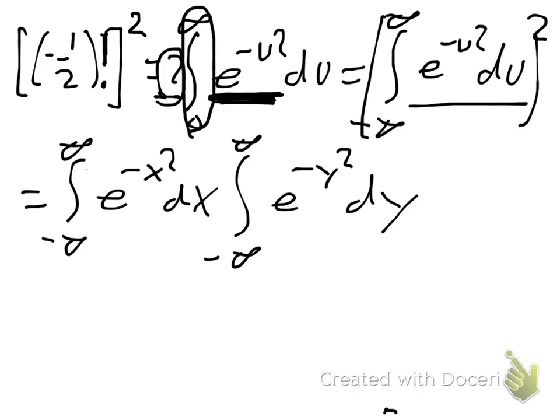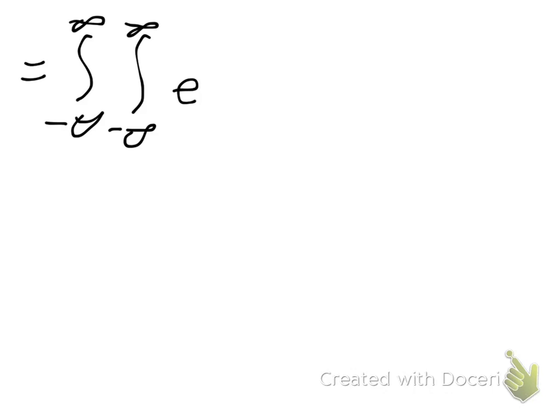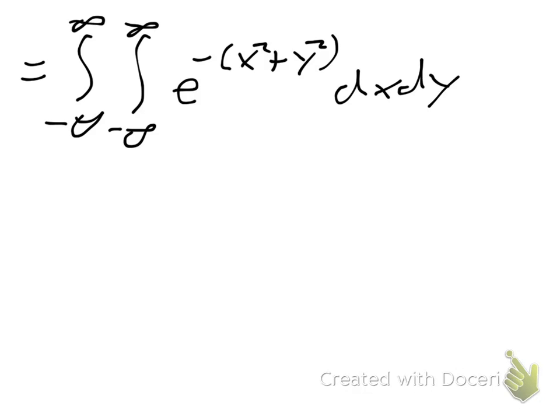So, combining these two, we get the double integral of e to the minus (x squared plus y squared) dx dy. Now, from here on, here's the genius of why we wrote it like this. We're going to convert this to polar coordinates.